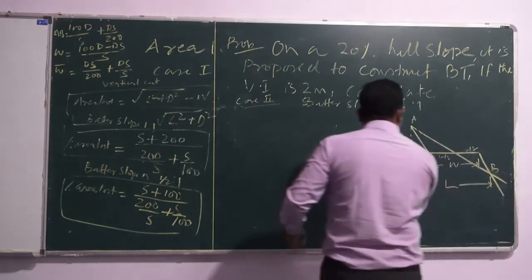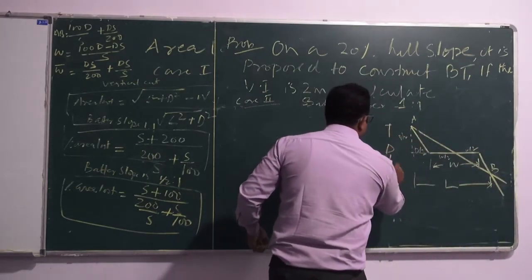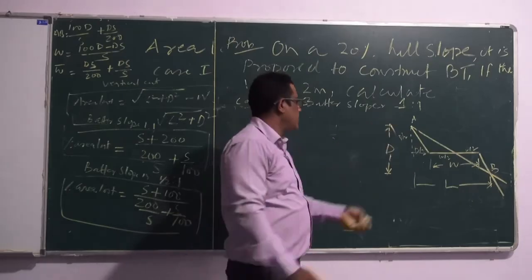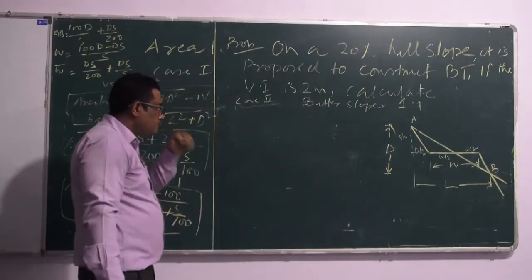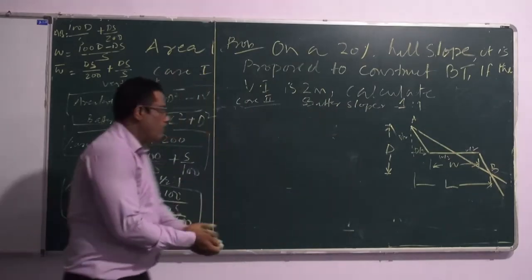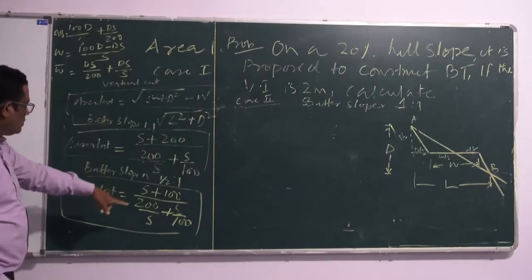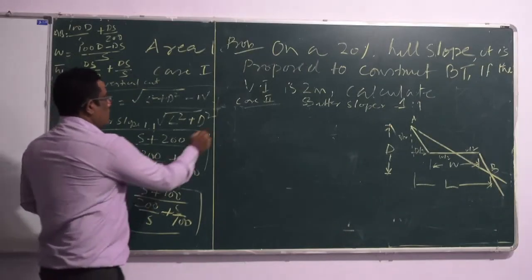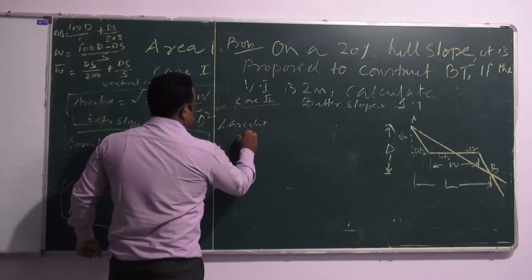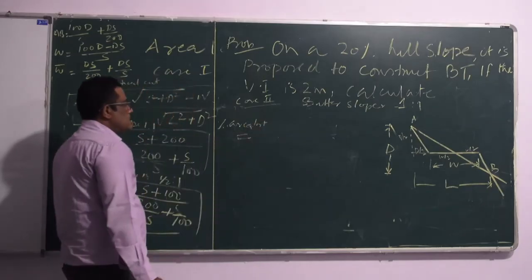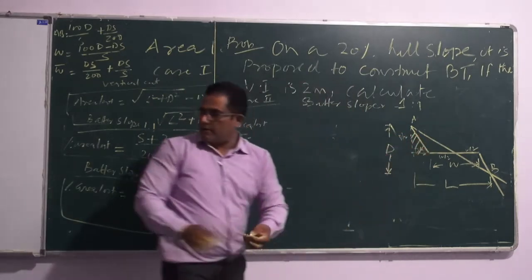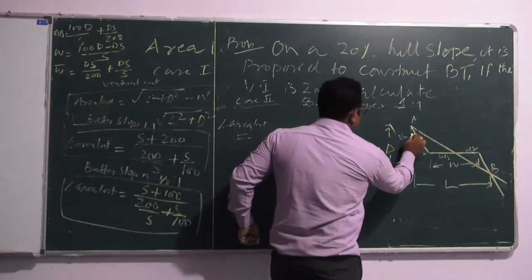And this is your vertical spacing, the vertical spacing between two terraces. Now the area lost when the batter slope is 1:1, we have derived it. Percentage area lost is equal to, what is the percentage area lost? So in this area, we do not have cultivation.